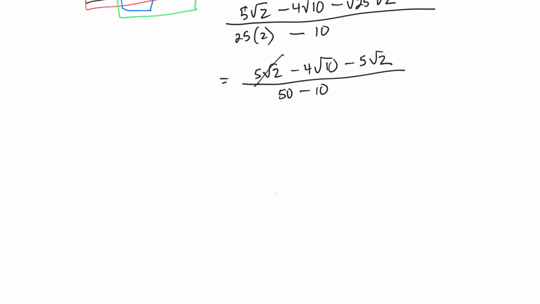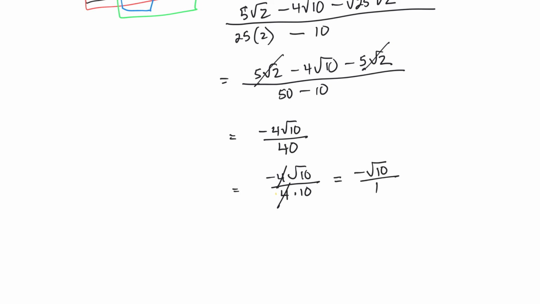So in the top, 5 root 2 minus 5 root 2 are gone. So I'll have minus 4 root 10. And on the bottom, 50 minus 10 is 40. Feeling very good here, but you can keep going. Minus 4 root 10 over 40 is 4 times 10. So the 4's will cancel. I can't cancel the 10's because one's inside a root, one's outside. So I'll be left with negative root 10 over 10.